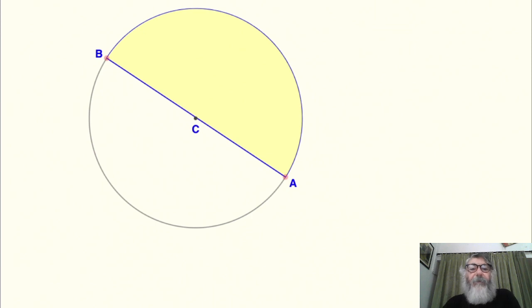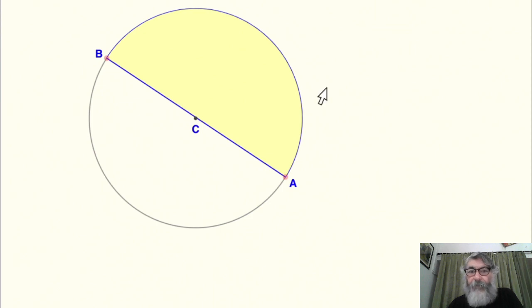When the chord AB passes through the center of the circle, that means ACB is the diameter of the circle. This diameter divides the circle into two equal halves, and each half is called a semicircle. An angle in a semicircle is always a right angle. We had discussed that in the previous video, that an angle in a semicircle is always a right angle.